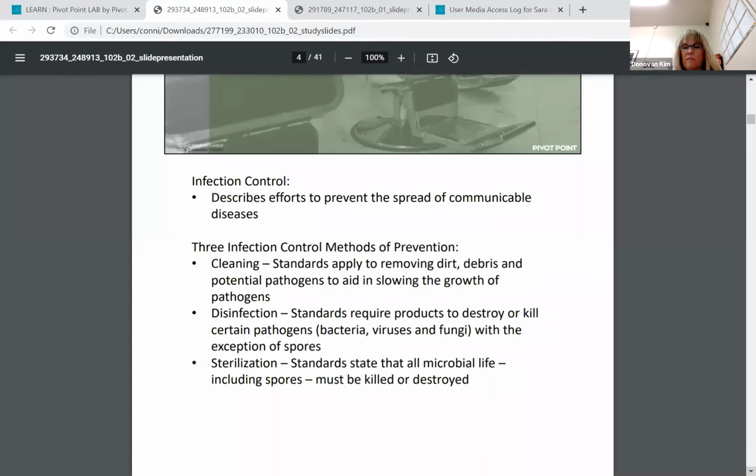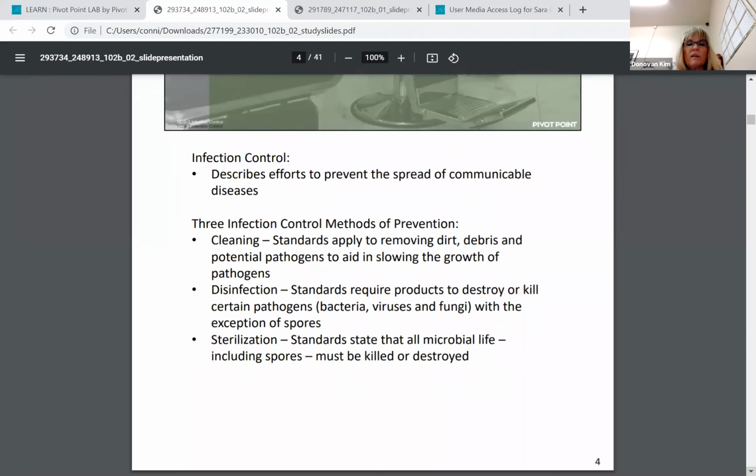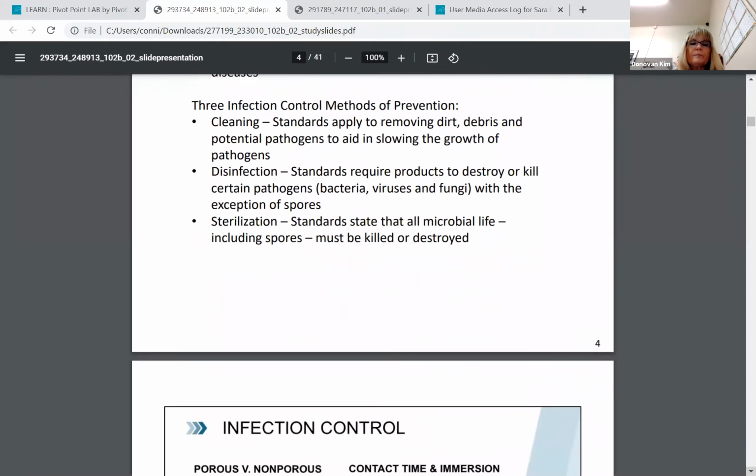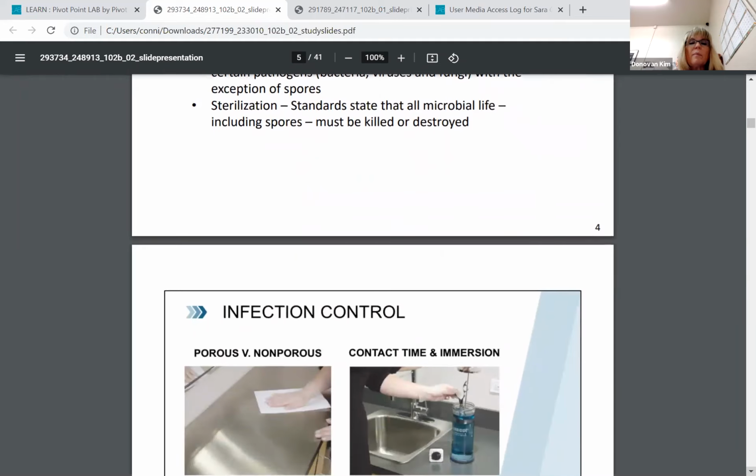But that's mostly done in hospitals. It's not really so much done in the barbershop. We don't really have anything like that.